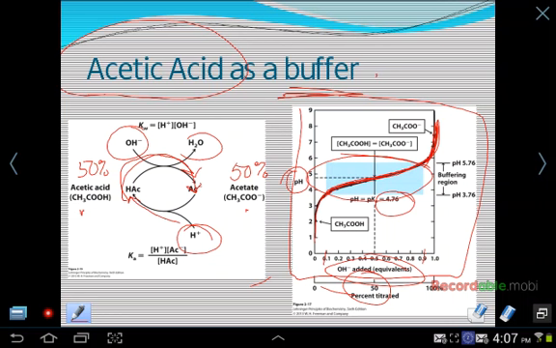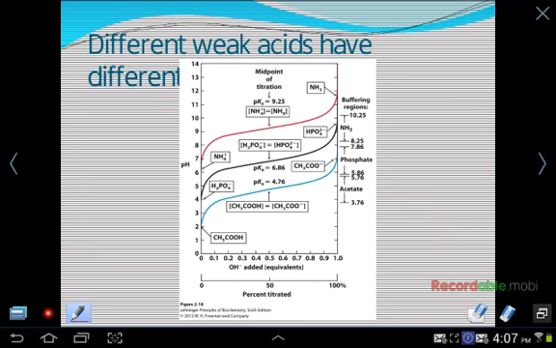So let's say, what if you want to buffer a different pH? Well, there are other weak acids we can look at. For instance, we can look at ammonia if we want to buffer around 9.25. We can look at phosphate if we want to buffer around 6.8. And again, if we want to buffer around 4.7, then we would look at acetic acid.